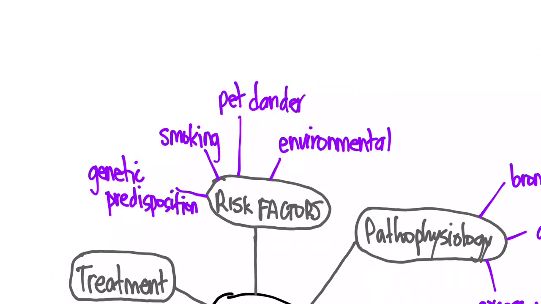So for risk factors, the things I would think of are there's genetic predisposition. Some people, it runs in families. Smoking, pet dander, and other environmental things. And in fact, environmental things, pet dander is an environmental one, and so is smoking. And now let's move on to the history.